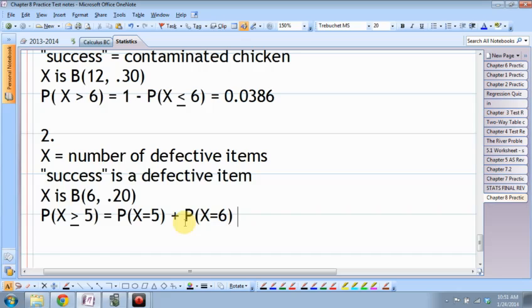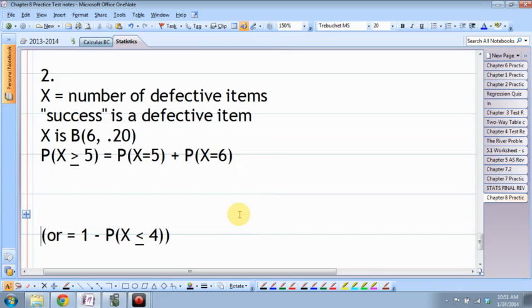Or we could do the complementary again. 1 minus the probability that X is less than or equal to, in this case, 4. One of these 2 ways would be fine. Let's do that way later. Let's do this one right now.